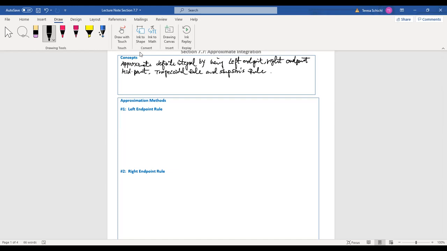And then the next thing we're going to talk about, after we do the estimations here, is to be able to estimate the maximum error for your approximation.